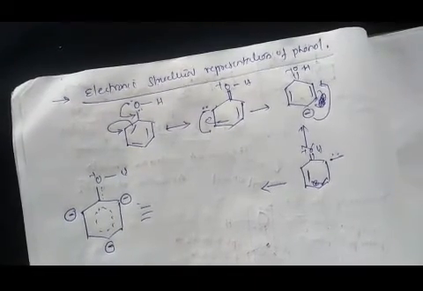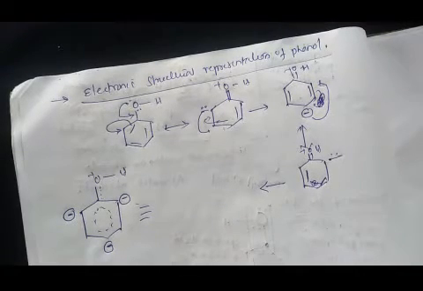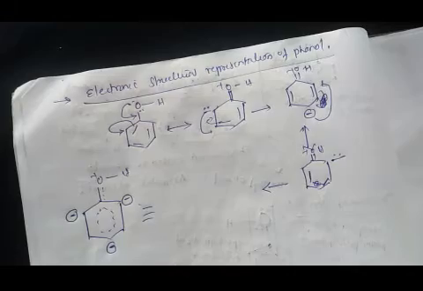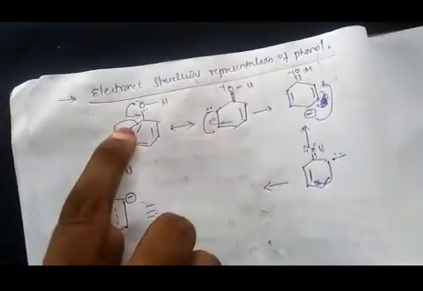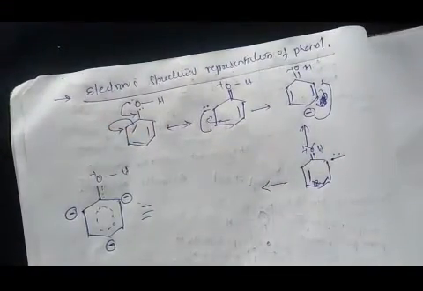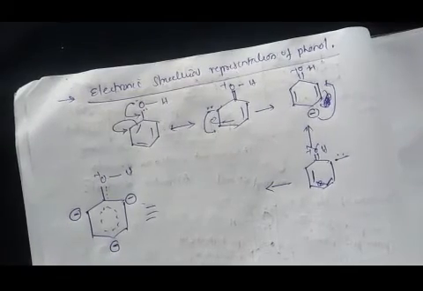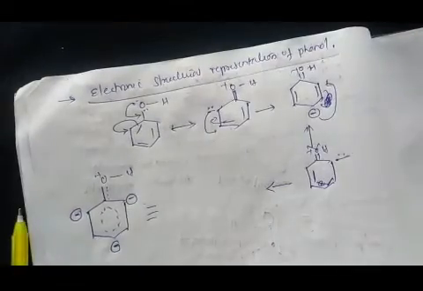The lone pairs of the oxygen participate in conjugation with the aromatic pi system. It donates its electrons to the carbon atom to form a double bond, and the bond electrons are shifted to stabilize the molecule, and we get the final resonance hybrid structure for phenol. This is the electronic representation of phenol. Now we will discuss the nomenclature of phenol.